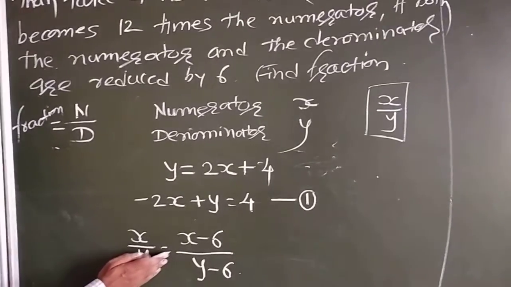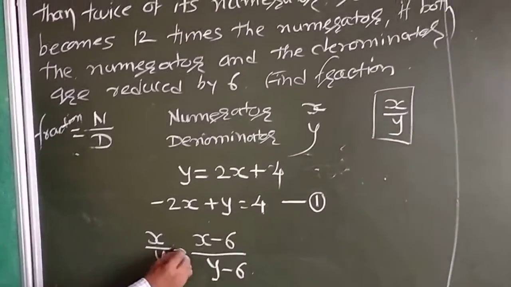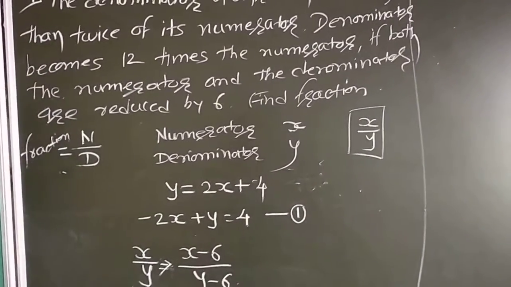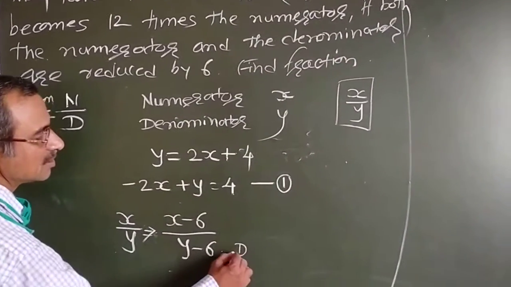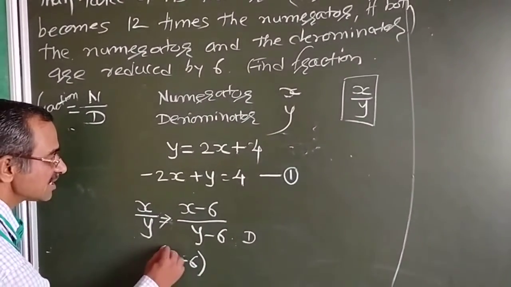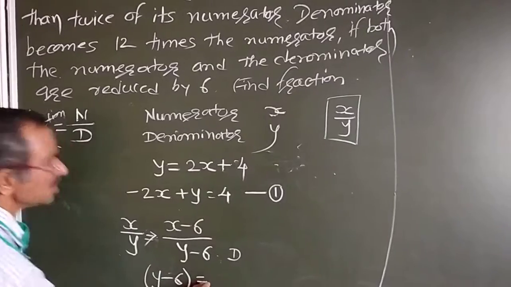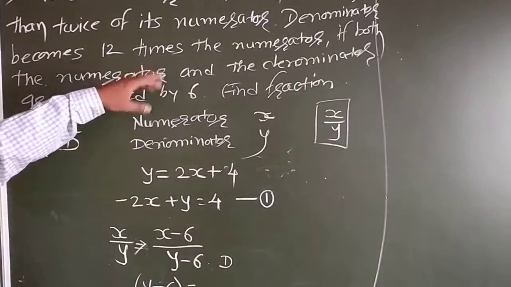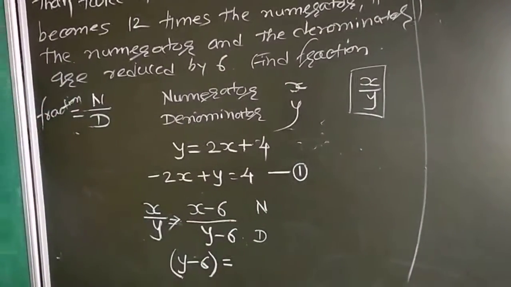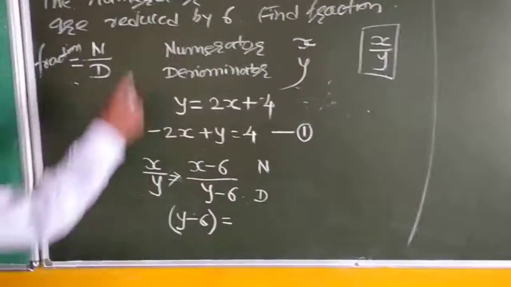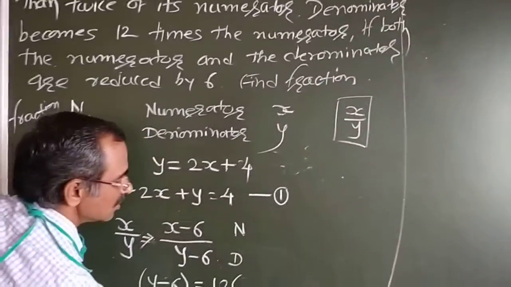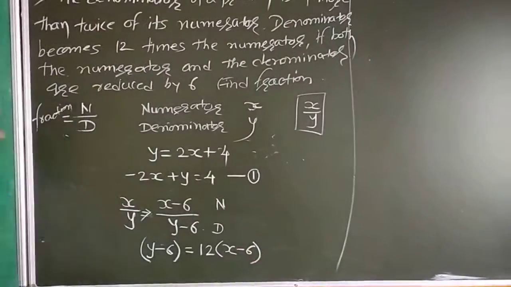Then at that time what will be the condition given? Denominator becomes 12 times. Which is the denominator? This one. Denominator means when we reduce by 6, y minus 6 is equal to what? Denominator becomes 12 times the numerator. What is the numerator? When we reduce it by 6, it is x minus 6. How many times? 12 times.